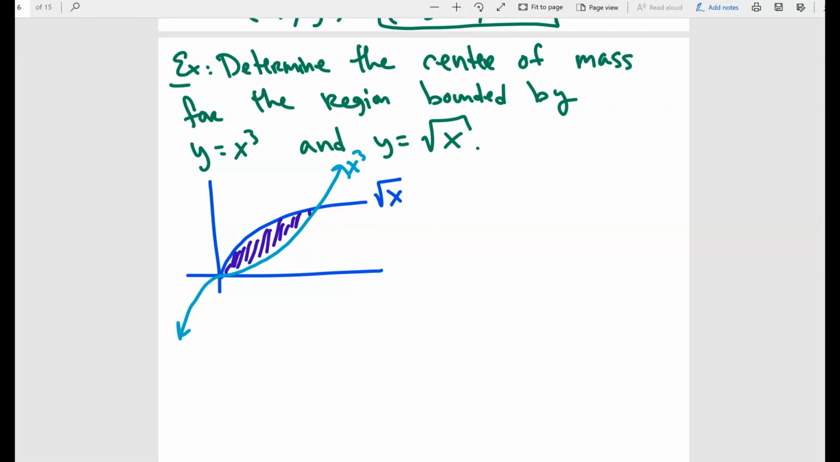Okay, now if you know anything about the parent functions, you know that this is just going to be from 0 all the way to 1. And you can do it by inspection, or you can just see it by the parent functions.